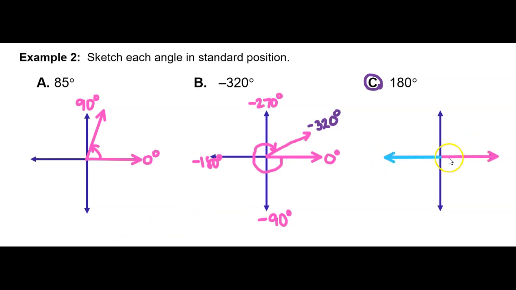So did you get something that looks like a straight line? So again, this is 0 degrees, 90, and 180 makes half of the circle. So here would be an angle of 180 degrees.